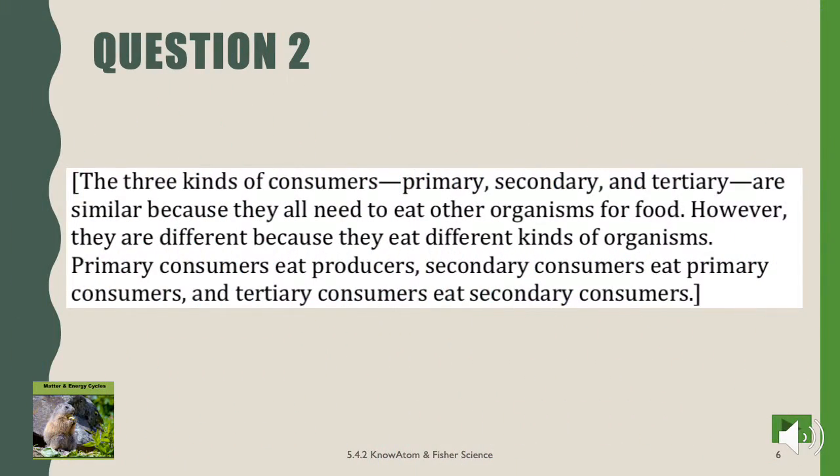The three different kinds of consumers, primary, secondary, and tertiary, are similar because they all need to eat other organisms for food. However, they are different because they eat different kinds of organisms. Primary consumers eat producers, secondary consumers eat primary consumers, and tertiary consumers eat secondary consumers.